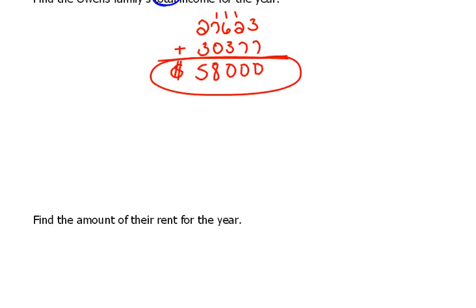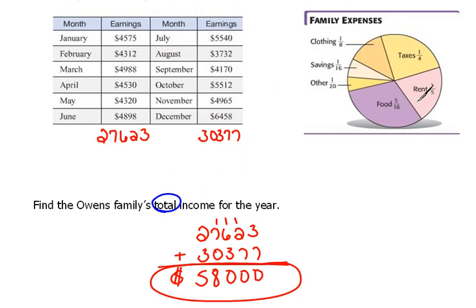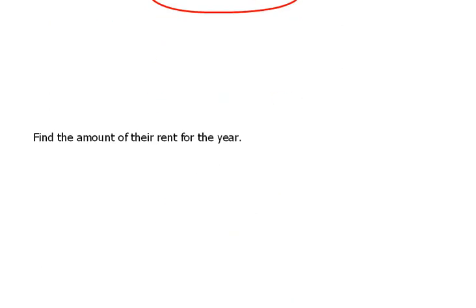Well, if we go back up here and look at our chart, it says that they spent 1/5 of their earnings on rent. So think about what we just said there, 1/5 of their earnings. Let me write that out. 1/5 of their earnings is what they spent on rent.